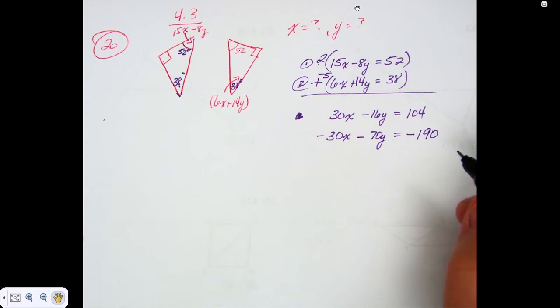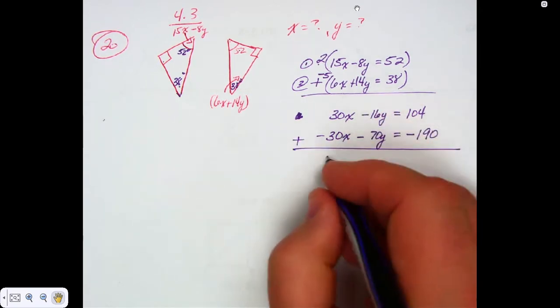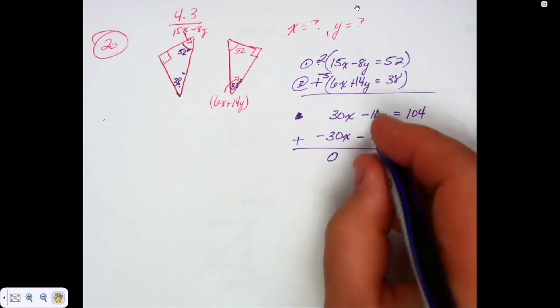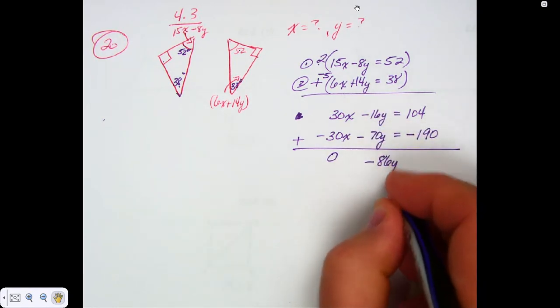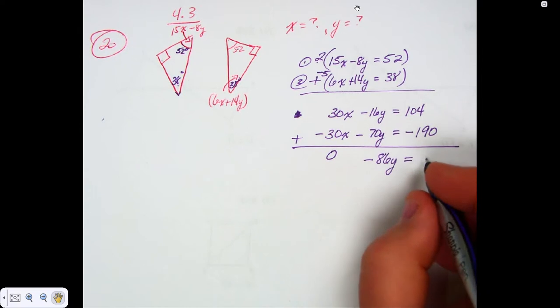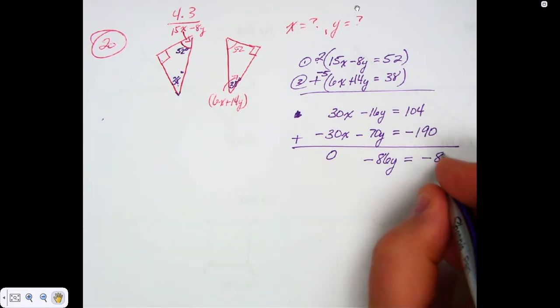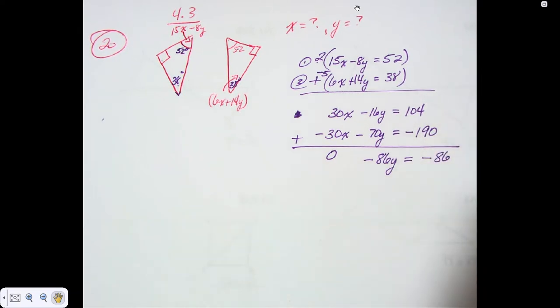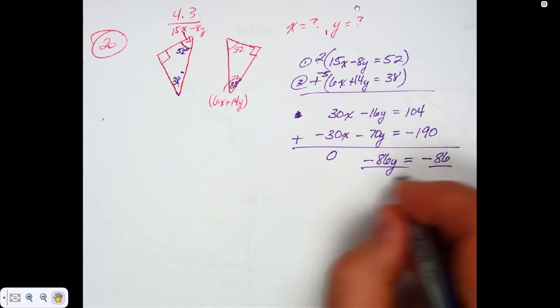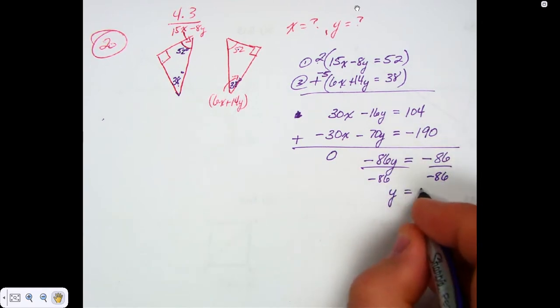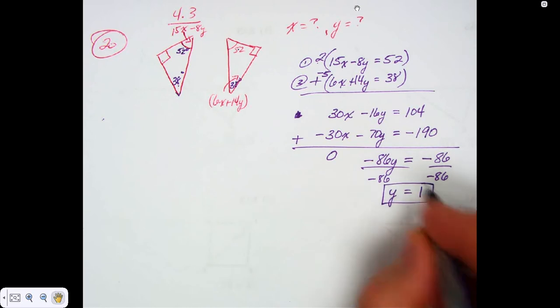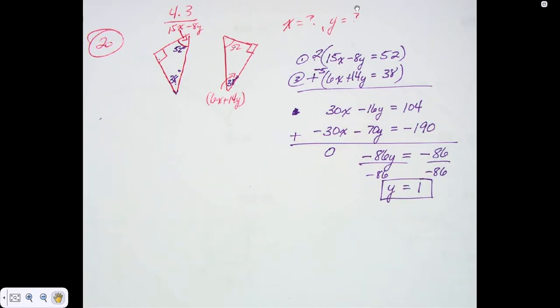Okay. Now, as you see, when I add these together, what happens here? This becomes what? What does this become? Negative 86y is equal to, what does this become? Negative what? 86. Divide both sides by negative 86. Y is just a plain old simple 1. At all that mess, y was equal to 1.